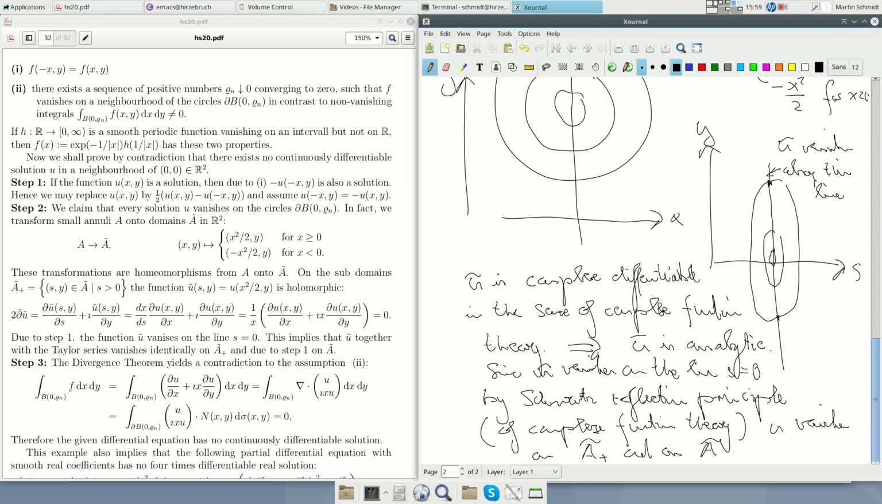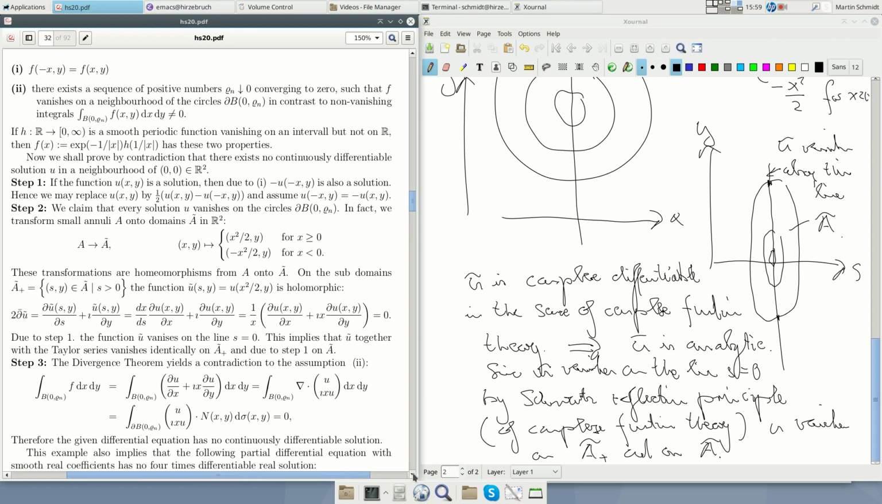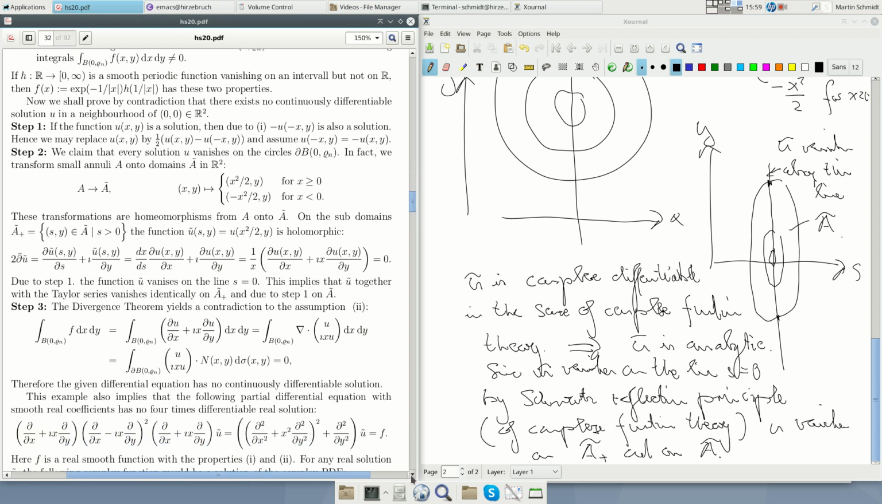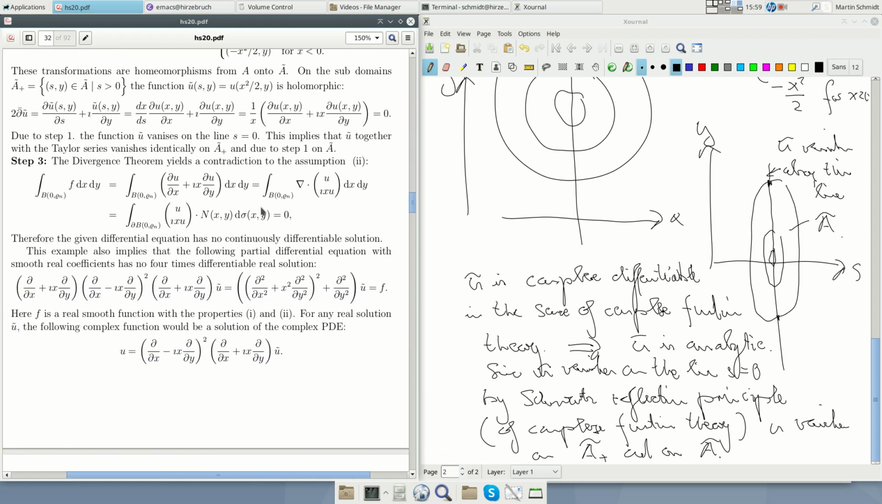So it vanishes here on A tilde. This is this whole domain. Okay, and now we get a contradiction by the divergence theorem, because if we calculate this integral, which is clearly non-zero.